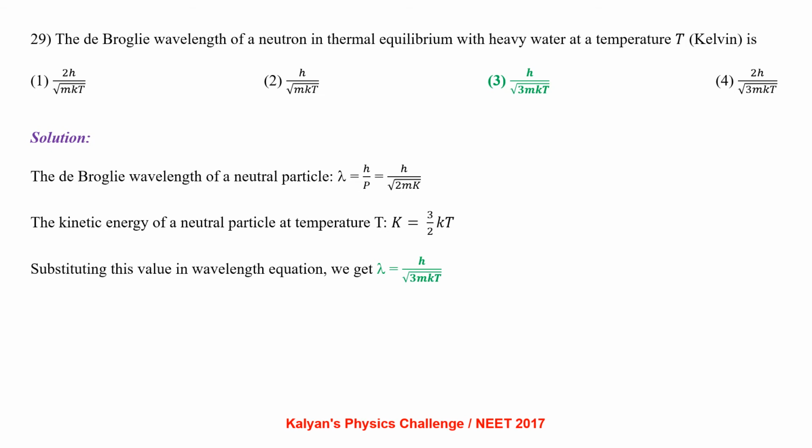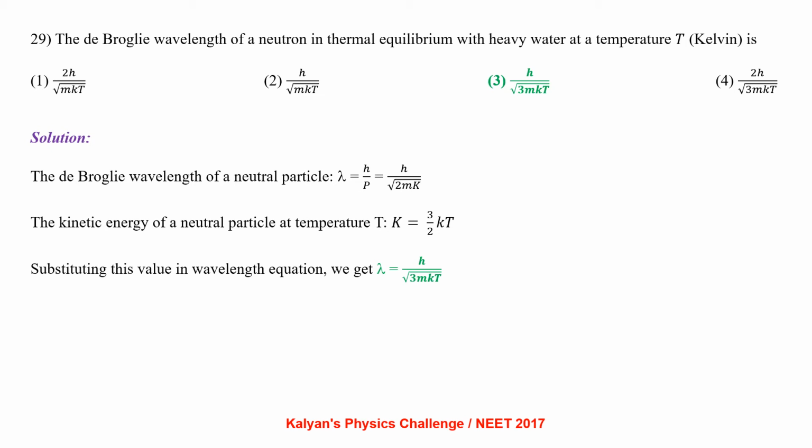The de Broglie wavelength of a neutron in thermal equilibrium with heavy water at a temperature T Kelvin is. The de Broglie wavelength of a particle is given by lambda equal to h by p, where p is momentum, which can be written as root of 2mK. So the de Broglie wavelength is h by root of 2mK.